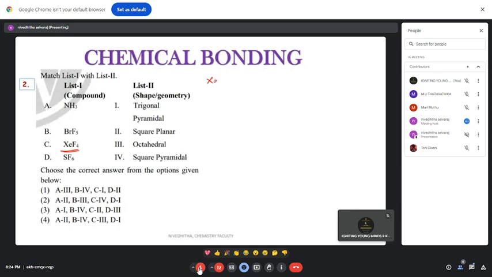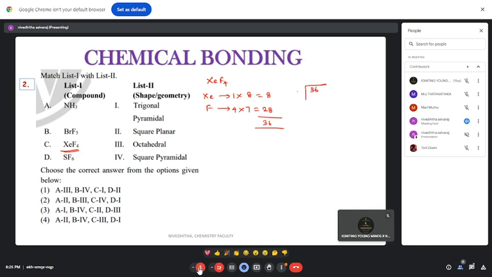So here I have only one xenon. What is the valence electron of xenon? 8. So 1 into 8 is 8. And valence electron of fluorine is 7. Right? So 4 into 7 is 28. 28 plus 8 is 36.